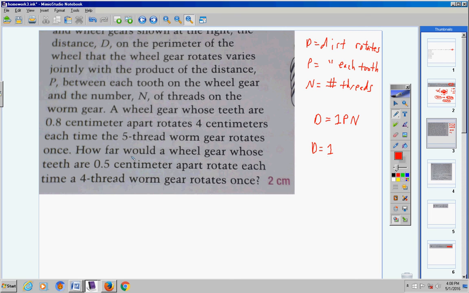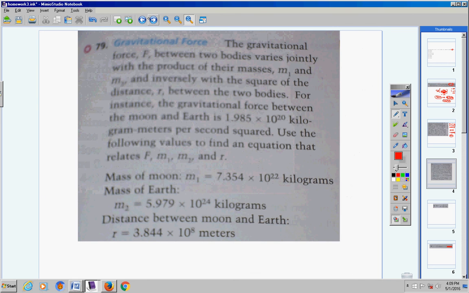Now, the teeth are 0.5 centimeters apart, which is the distance between each tooth. P, so P is 0.5. N is the number of threads, 4 threads. So the answer would be 1 times 0.5 times 4, which is 2 centimeters. And that's it.